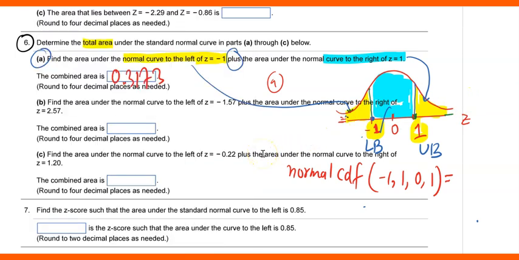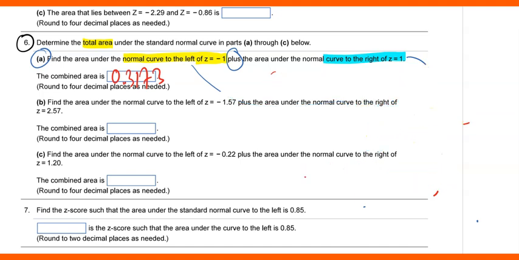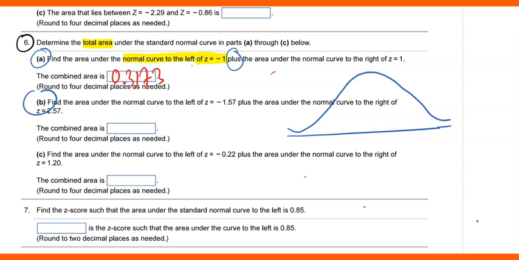And the other one, part B, is slightly different. Let me make a part B. Part B is slightly different. You don't have to do it that way because the area is not symmetric. For part B, find the area under the normal curve to the left of -1.57. Therefore, for part B, this is 0. -1.57 is somewhere here. Let's say -1.57, and to the left, that means you're looking for this area.